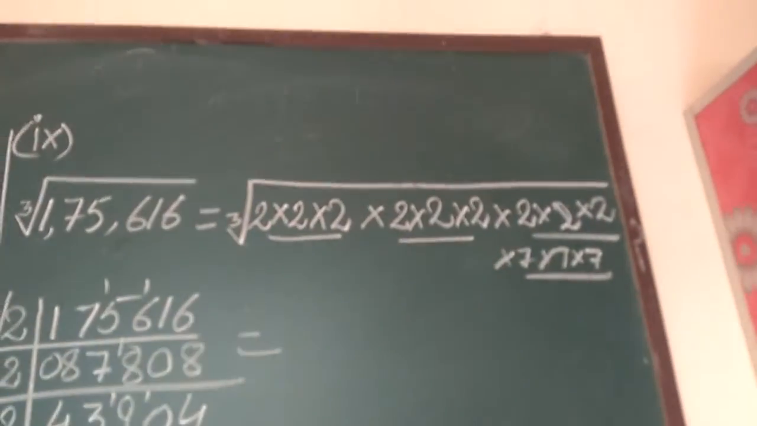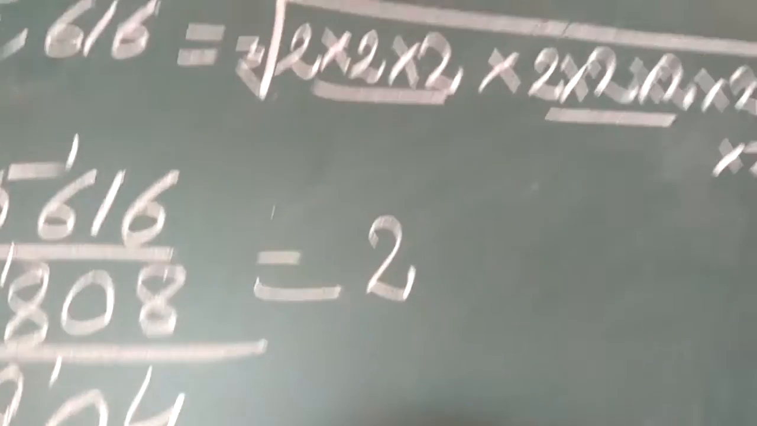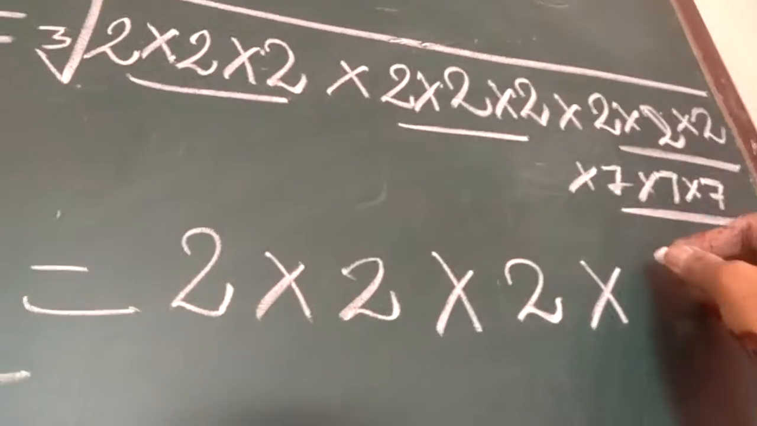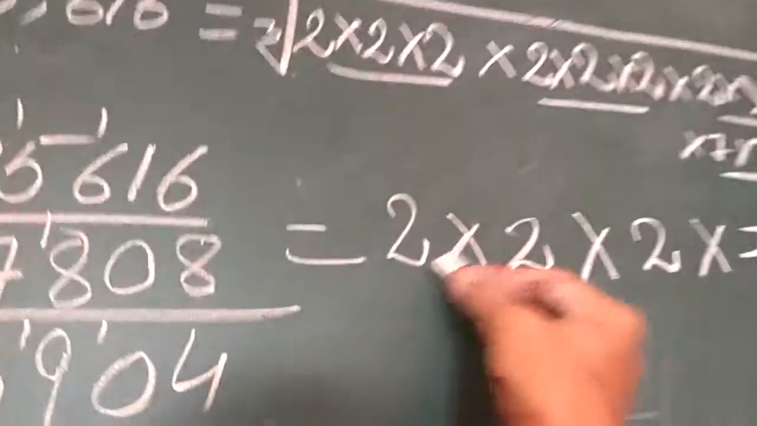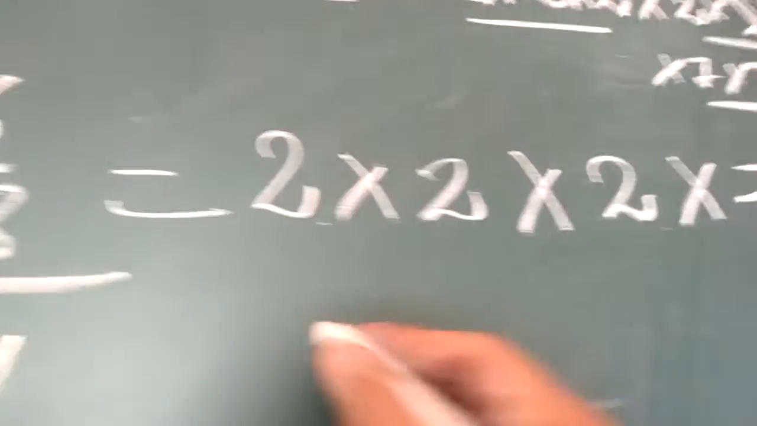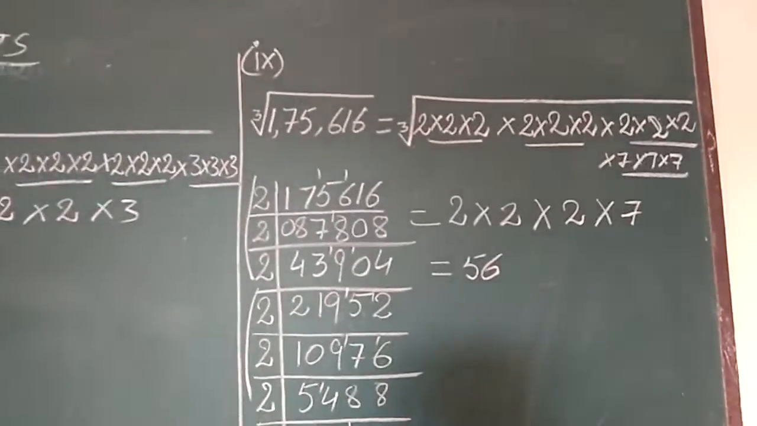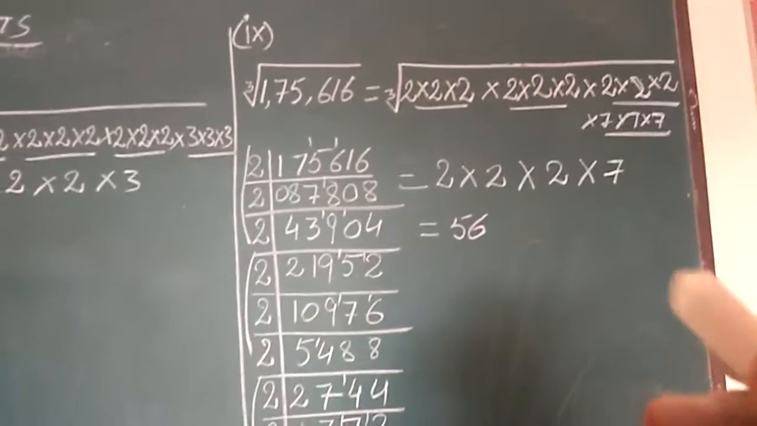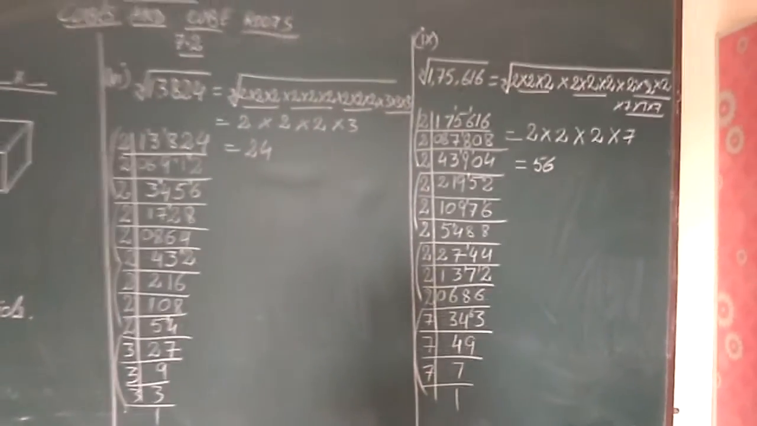So now take out a representative number from each of the groups. From first group, let us take out a 2, from second a 2, from third a 2 and from last we'll take out a 7. So 2 2s are 4, 2 4s are 8, 7 8s are 56. So dear students, what is the cube root of 1,75,616? It is 56. So in this way you can solve the complete question.